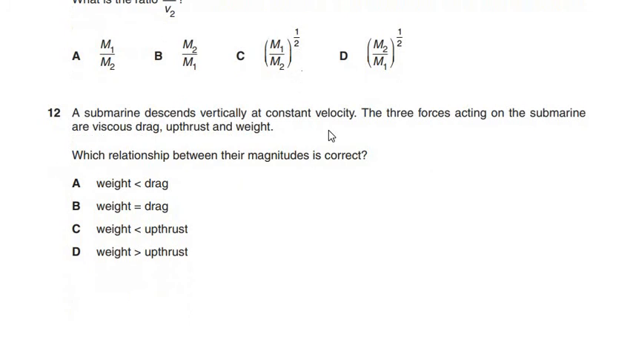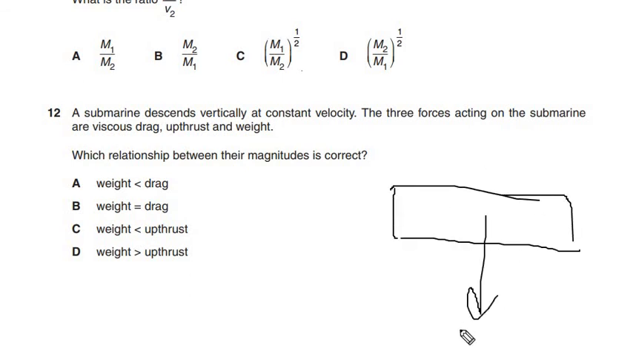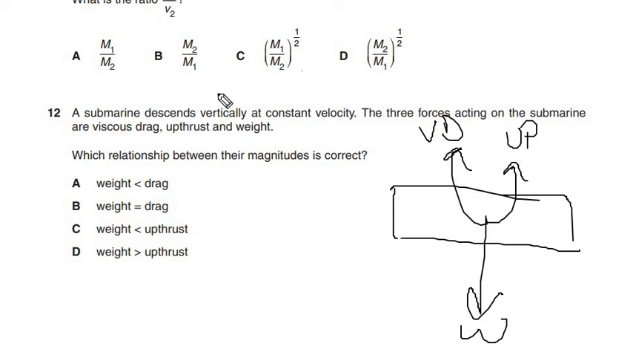All right, a submarine descends vertically at constant velocity. Three forces act on the submarine: viscous drag, upthrust, and weight. So if we were to draw the submarine, we have a weight acting downwards, and two forces acting upwards, which are viscous drag and upthrust. Remember, viscous drag only acts opposite to the direction of motion. Here they're saying it's constant velocity, which means the total upward viscous drag plus upthrust is equal to weight.